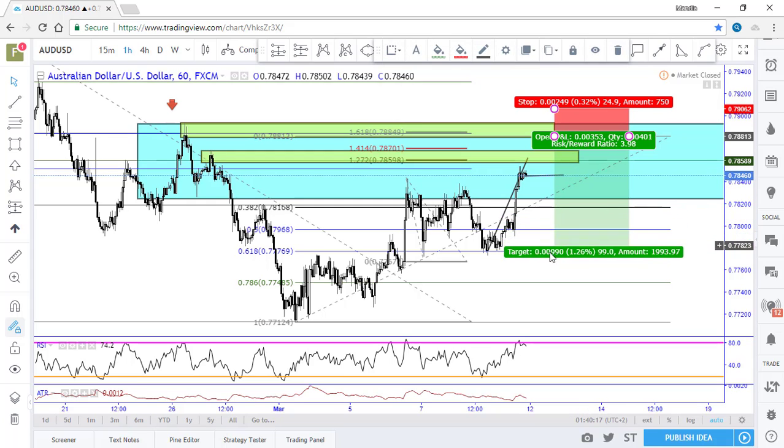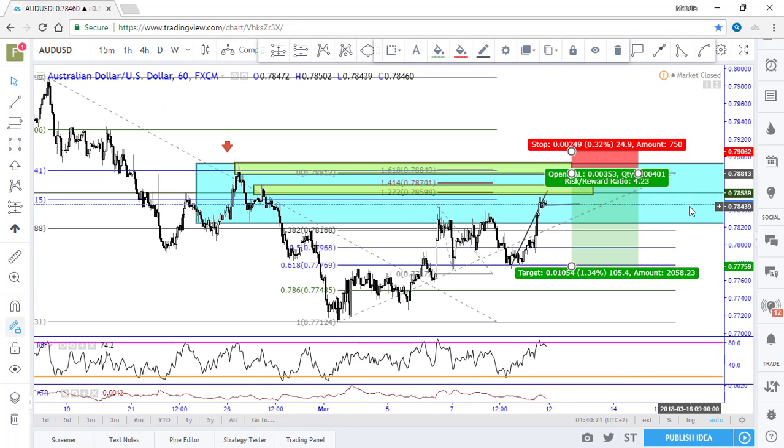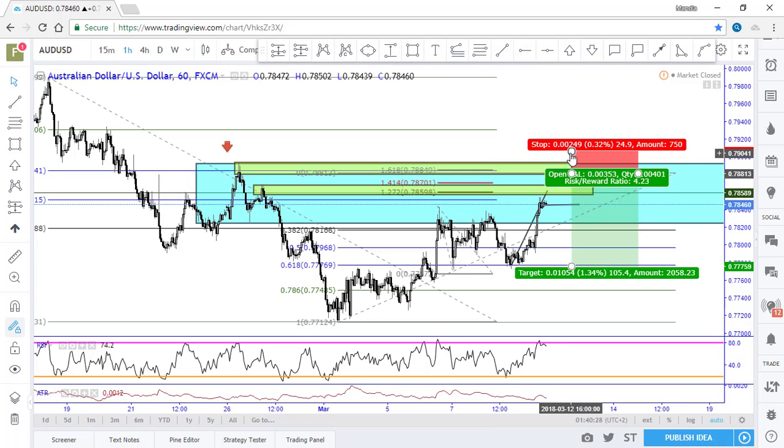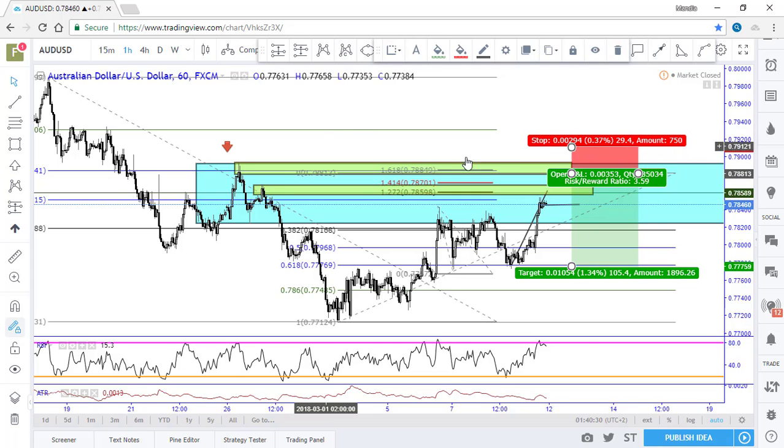And for second take profits, you would have a 1:4 risk to reward. First point, this is a much more favorable risk to reward on this one. Okay, so my stops would be somewhere 29 to 30 pips.